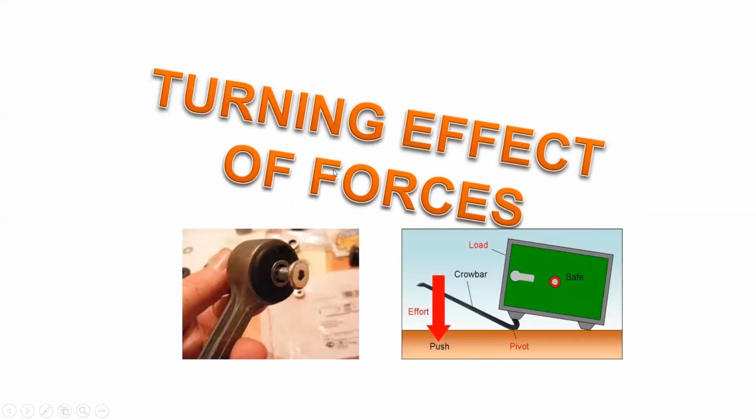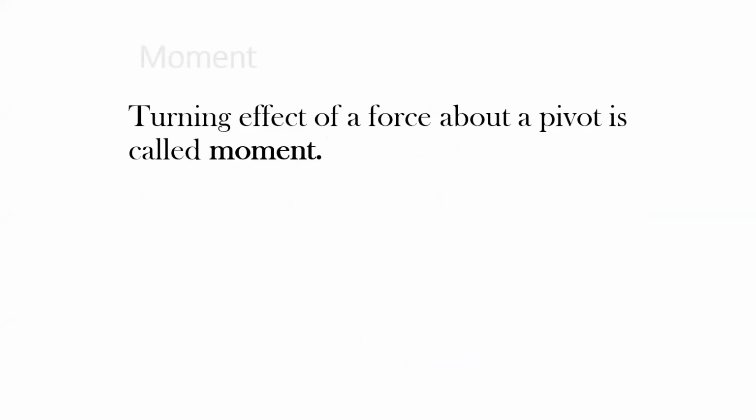So the turning effect of the force, when we apply the force on the object and the object rotates, we call that a moment or turning effect of force. A moment can be clockwise or anti-clockwise. So when we apply the force on the object about a pivot, the object will rotate and we simply call that a moment.